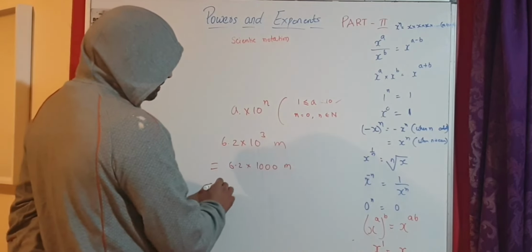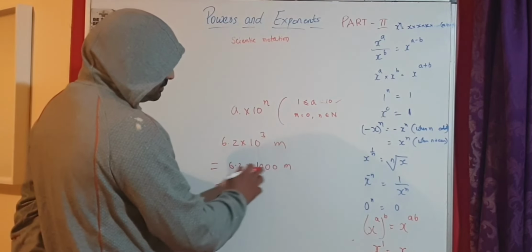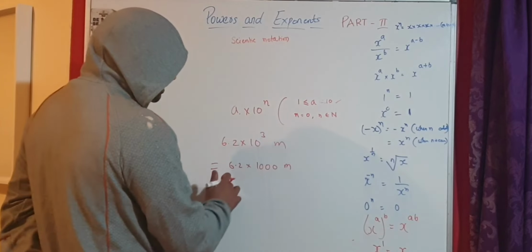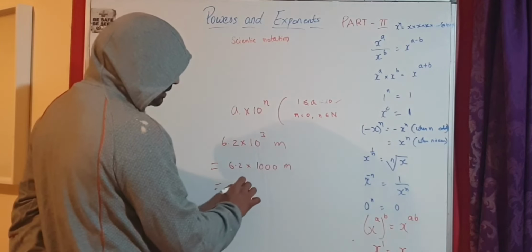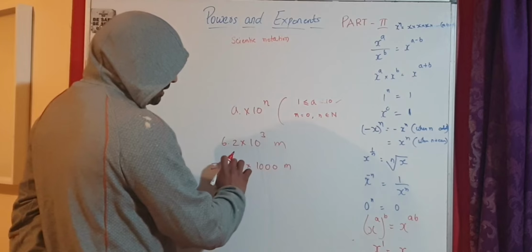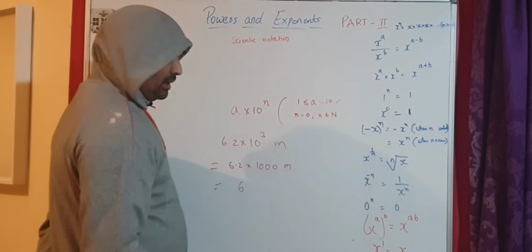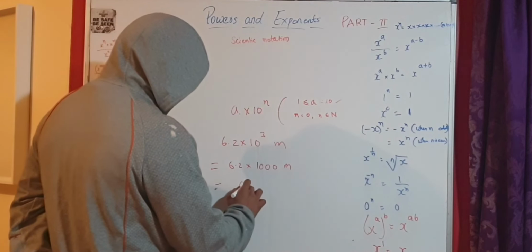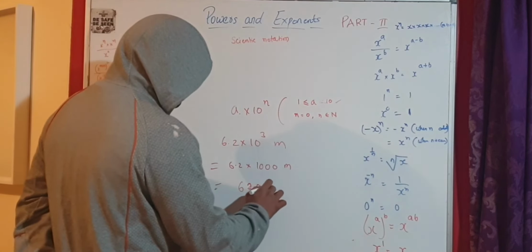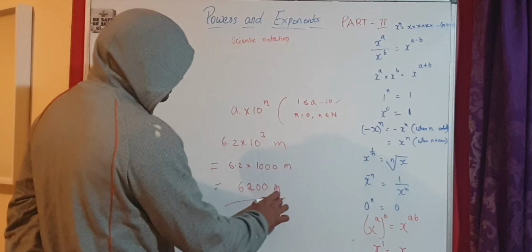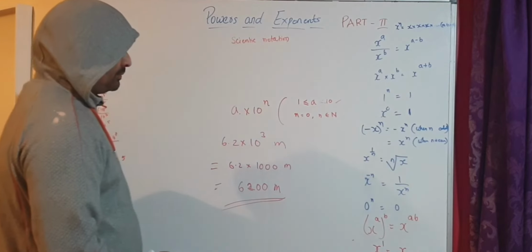Now you multiply these two. When you multiply, because there are 3 zeros here, the decimal place will move to the right 3 places. 6200 meters.